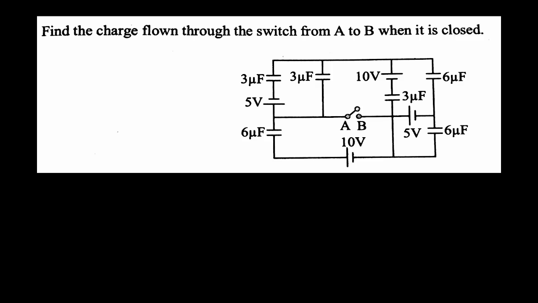Dear students, here today we have a network in which we have capacitors as well as some cells. We need to find out the charge flown through the switch from A to B when it is closed. This is kind of an interesting problem, so we'll see how to solve this.